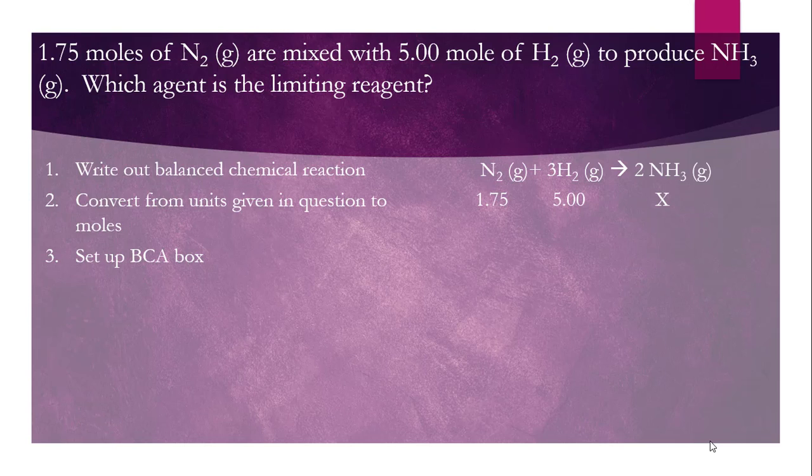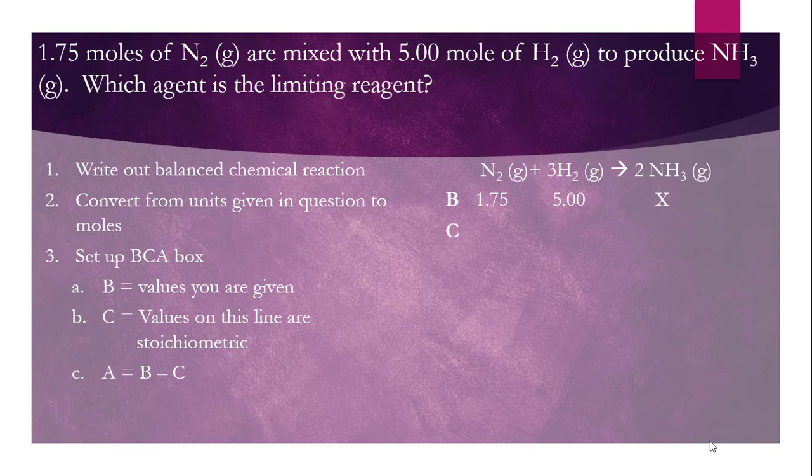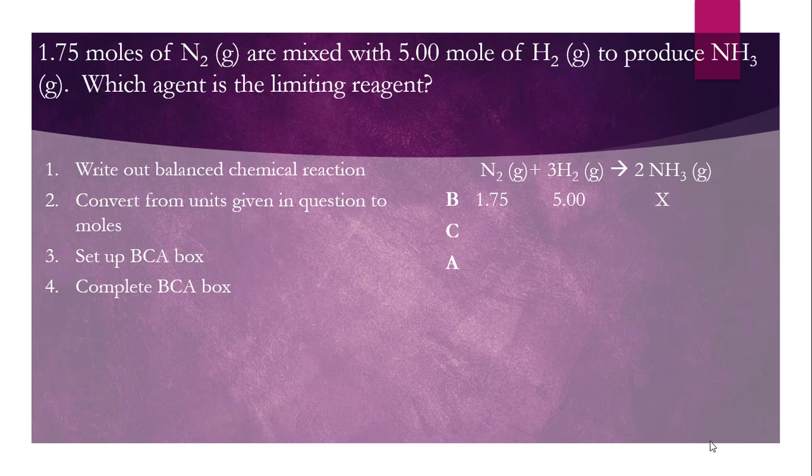I'm going to set up the BCA box. The B line is the values you're given, so that's for the B. C, the values on this line are going to be stoichiometric. You'll see what that means in a second. So that's the C line. And then the A line is B minus C. So you have the A line. So essentially, setting up the BCA box is just writing the letters BCA.